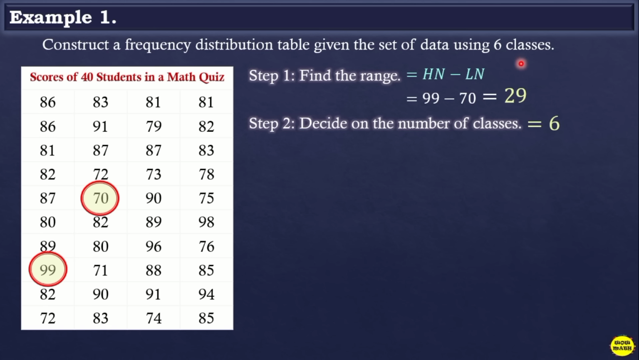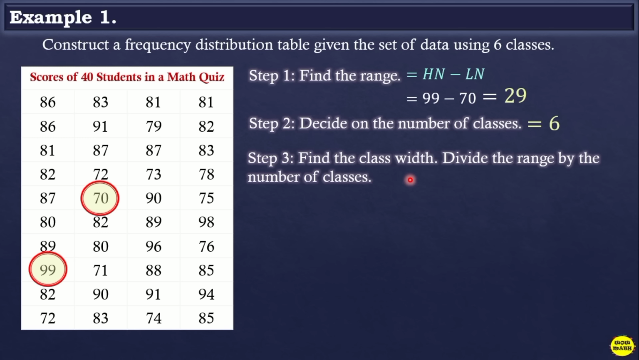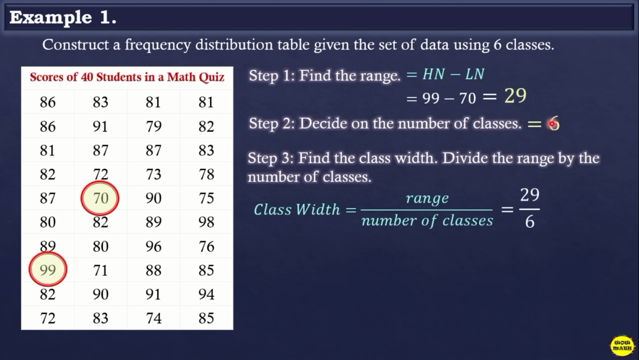And then step 3, find the class width. Divide the range by the number of classes using this formula. So we have 29 divided by 6. And that is 4.833 something. Now, your class width, kapag kinukuha natin yung class width natin, it is always round up. Okay? So lagi po natin i-round to the next whole number.